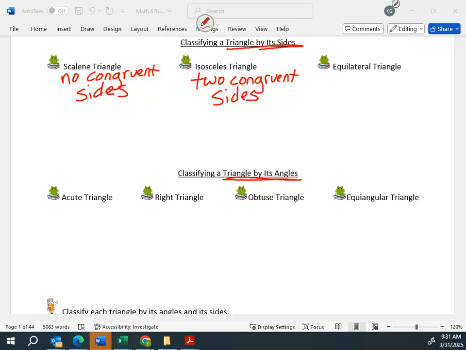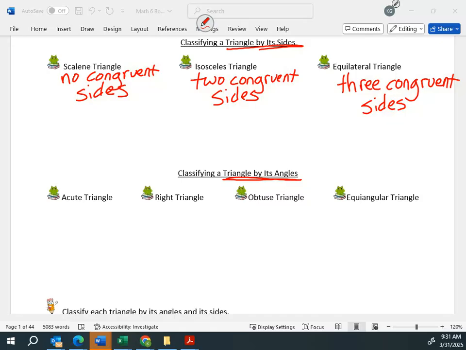Equilateral triangle has 3 congruent sides. So you would label all 3 sides the same measurement. Each side is 8, 8, and 8. So for those top 3, if you are just doing a side triangle, you just label the sides.